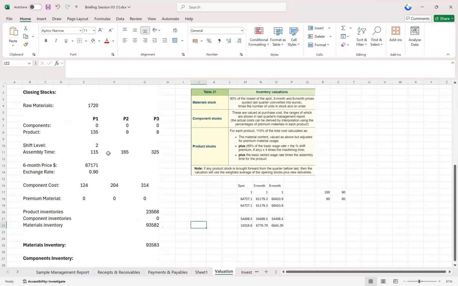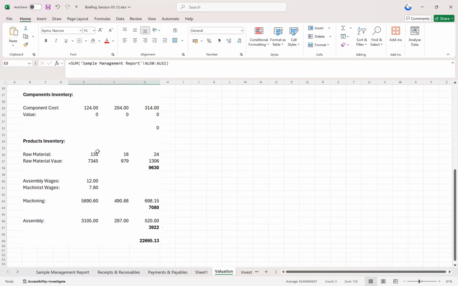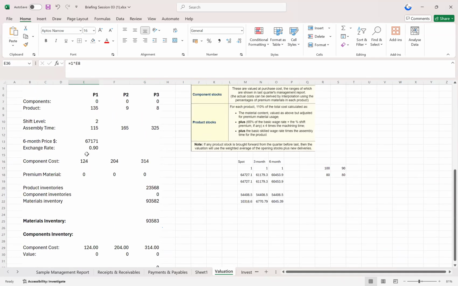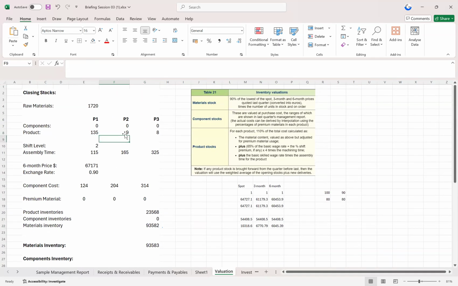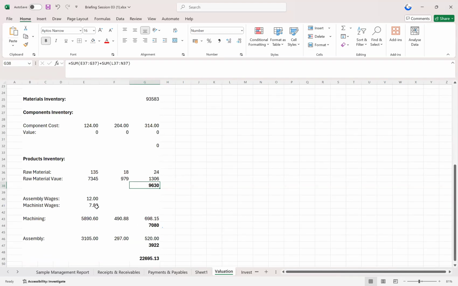So this was my material inventory, product inventory, right? The raw material content in this is 135 into 1, 9 into 2, and 8 into 3. I have done that over here. The same formula that I applied here, I have applied here. I get the value. It comes as 9,630 euros. Now, this was my assembly wages. This is my machinist wages. For the machining, I have divided by efficiency as well.